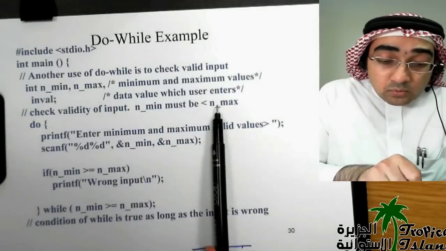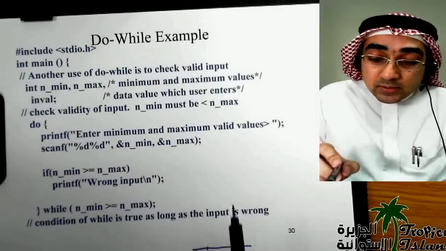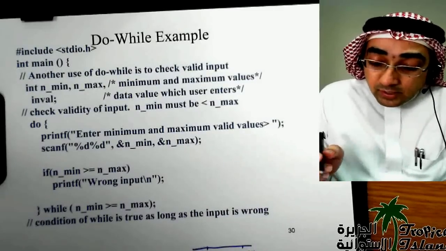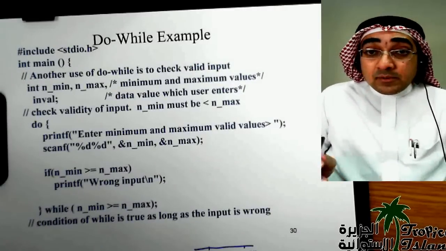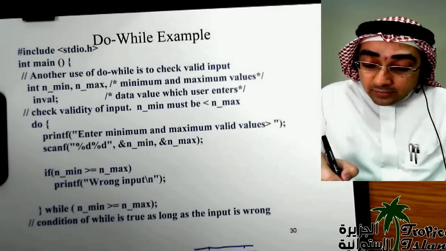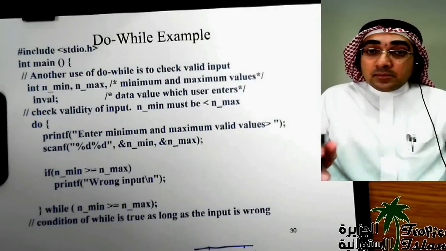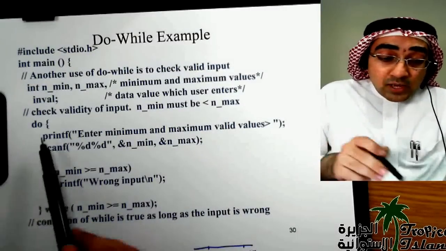Okay, we're going to check if the input that the user has entered is valid or not. For an input to be valid, the minimum should be less than the maximum. If the user enters the opposite, a higher value in the minimum and a lower value in the maximum, that means the user has input the wrong data. Okay, that is why we'd use a do-while loop.